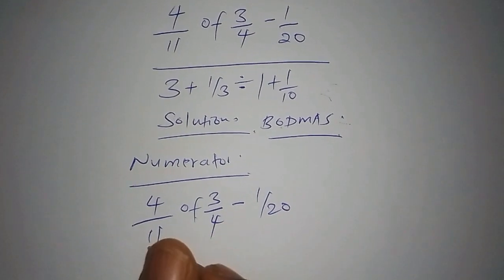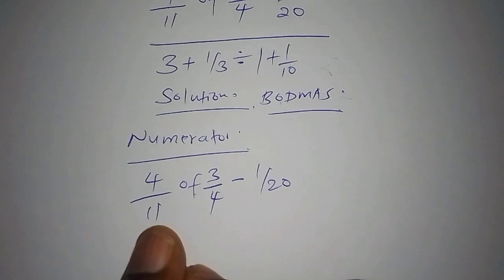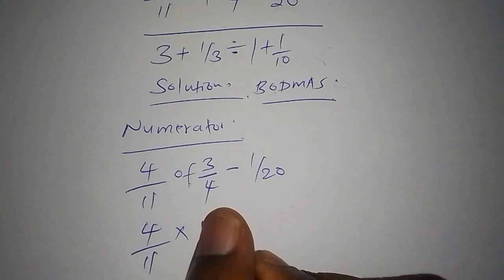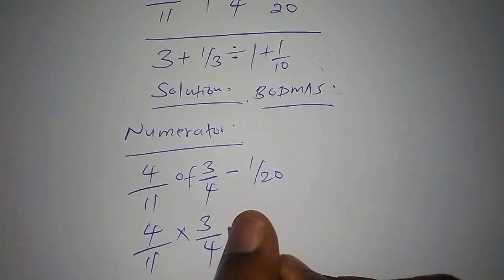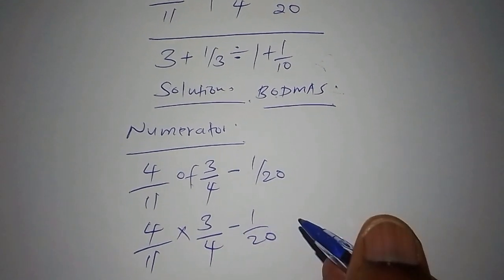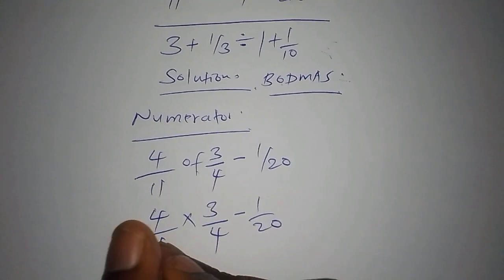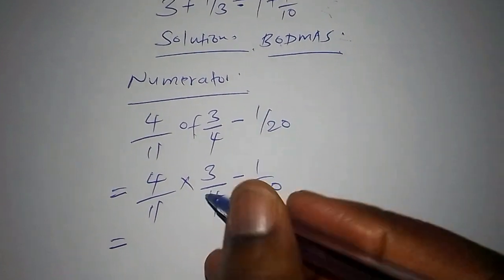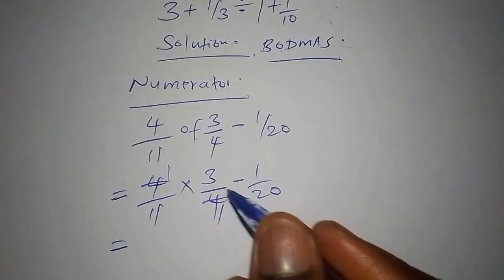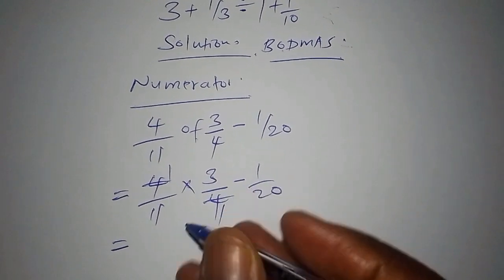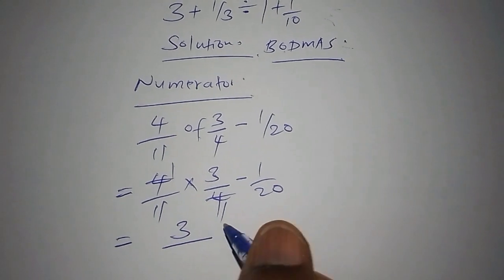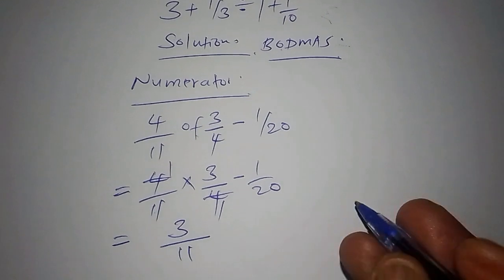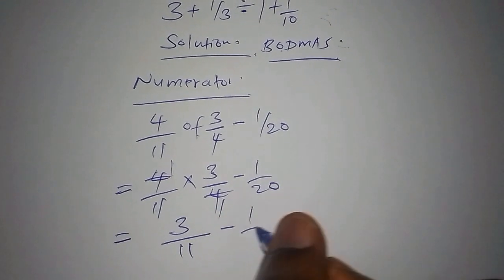So here we shall say that we have 4 out of 11, then multiply by 3 out of 4, then subtract from 1 out of 20. When you work out this problem, 4 here once, 4 here once, then we have 1 multiplied by 3. So we shall write 3 out of 11 here. 11 multiplied by 1 is 11. We put it there, subtract from 1 out of 20.